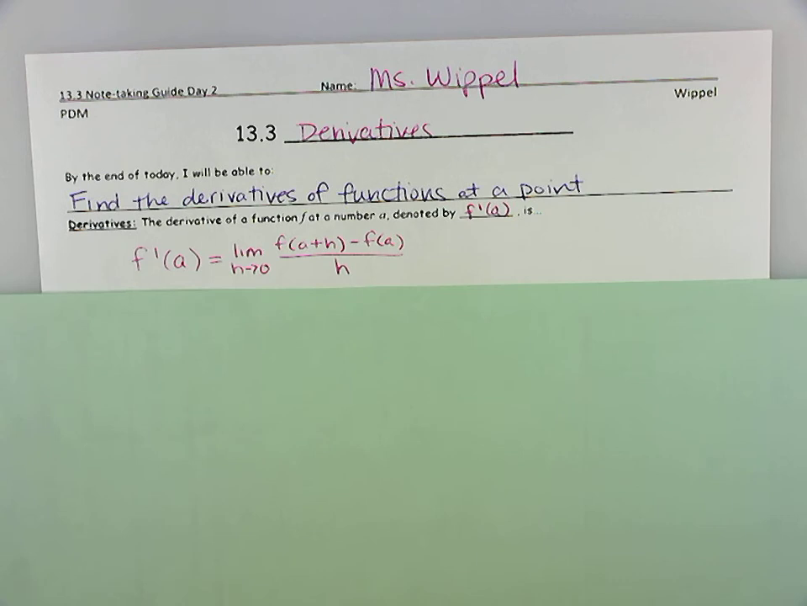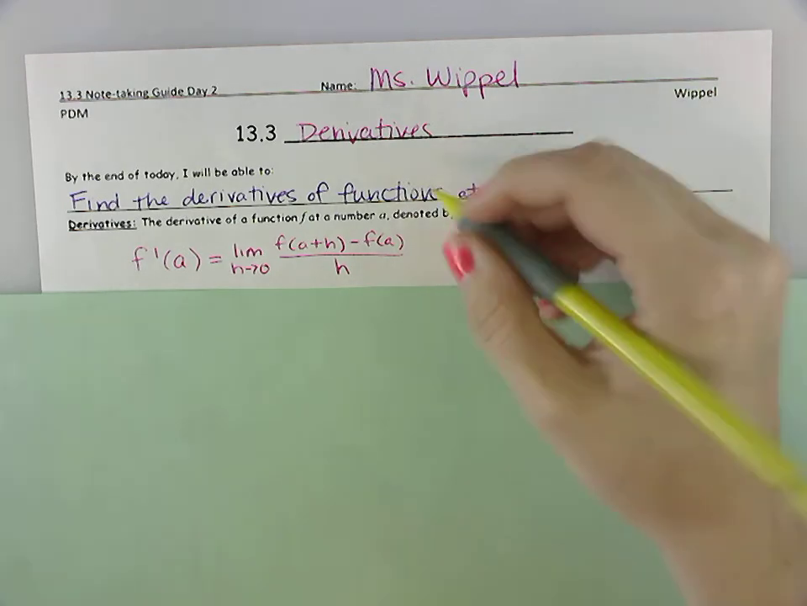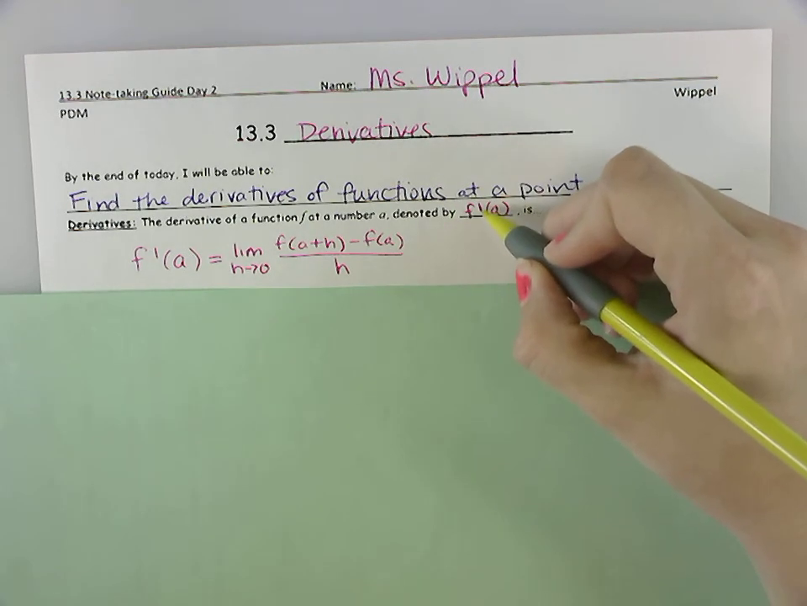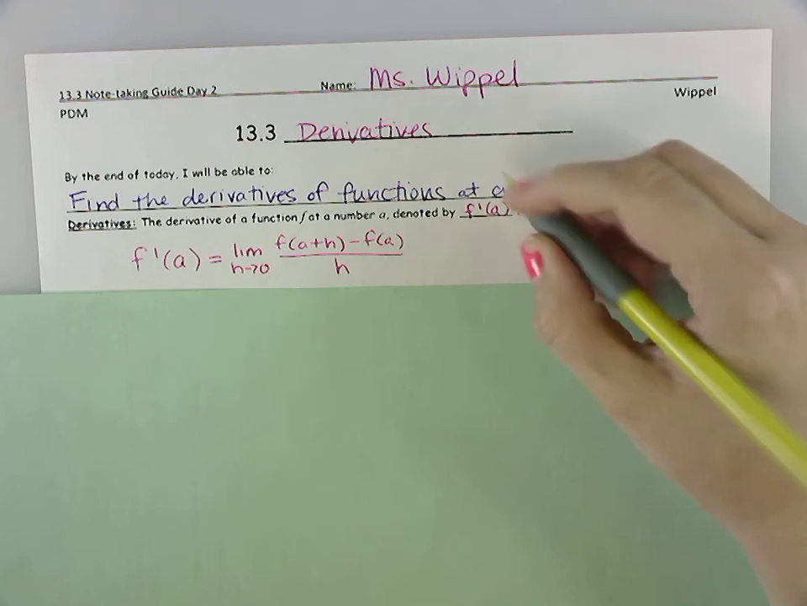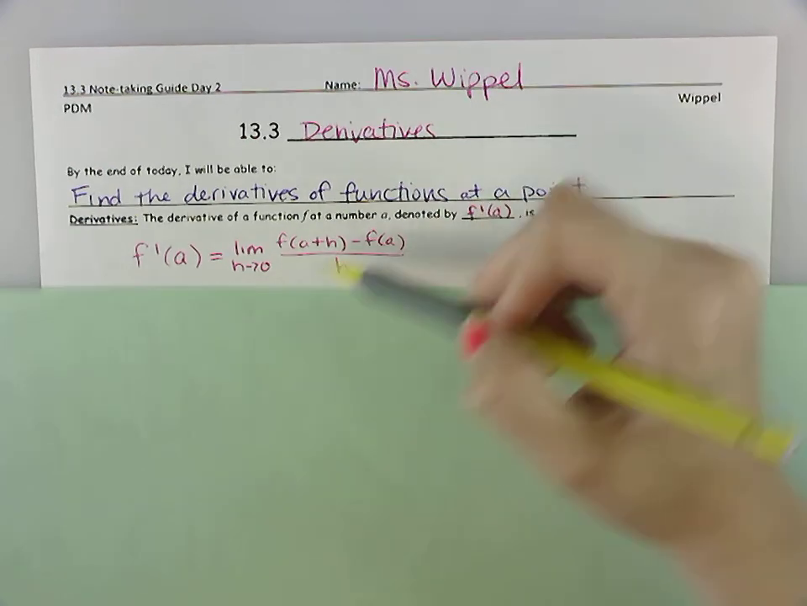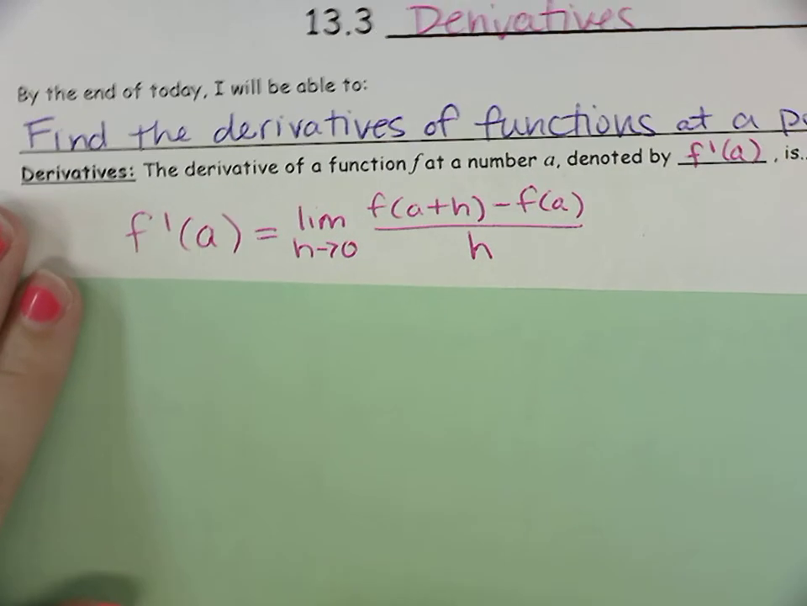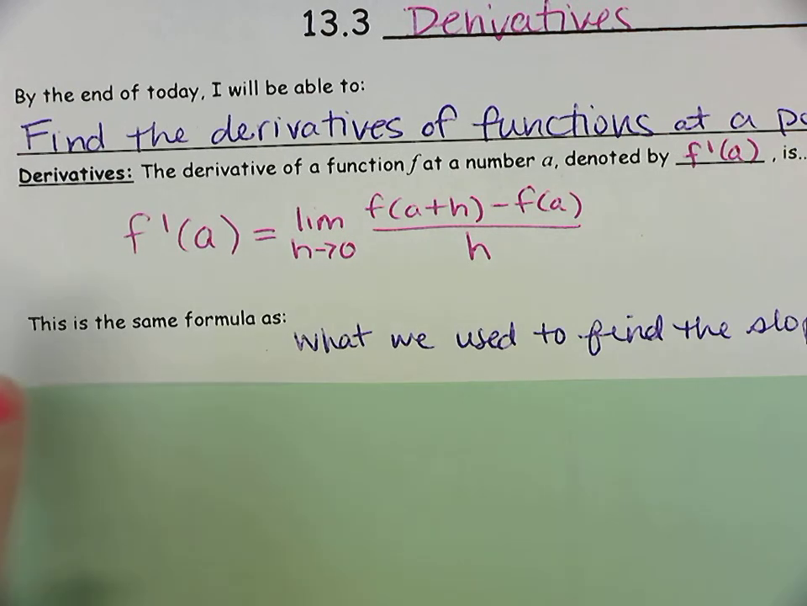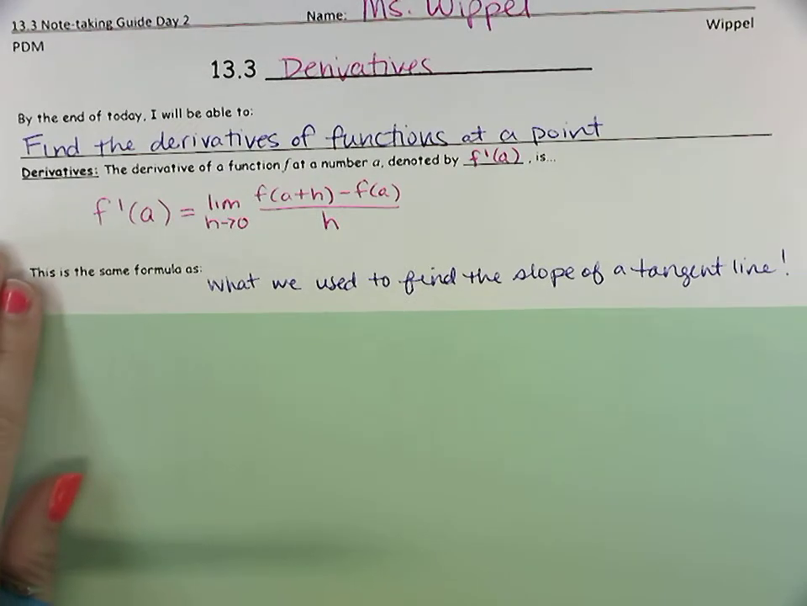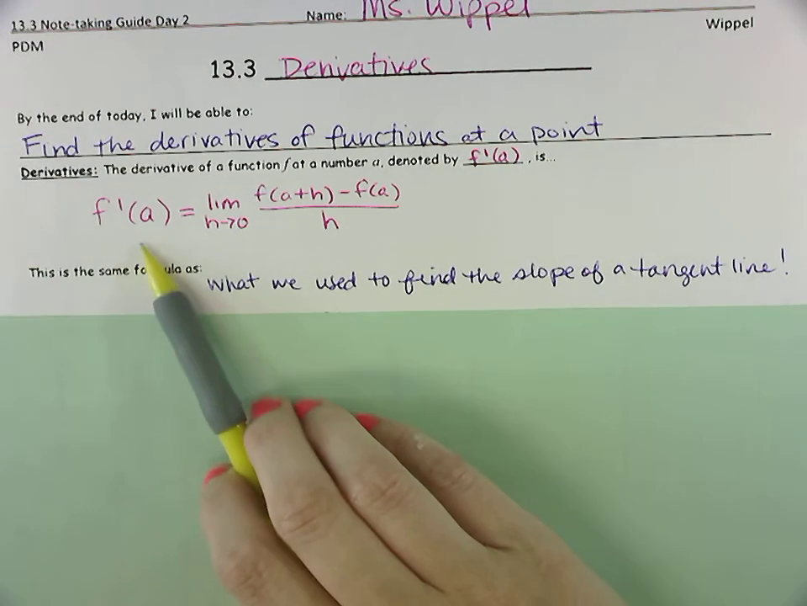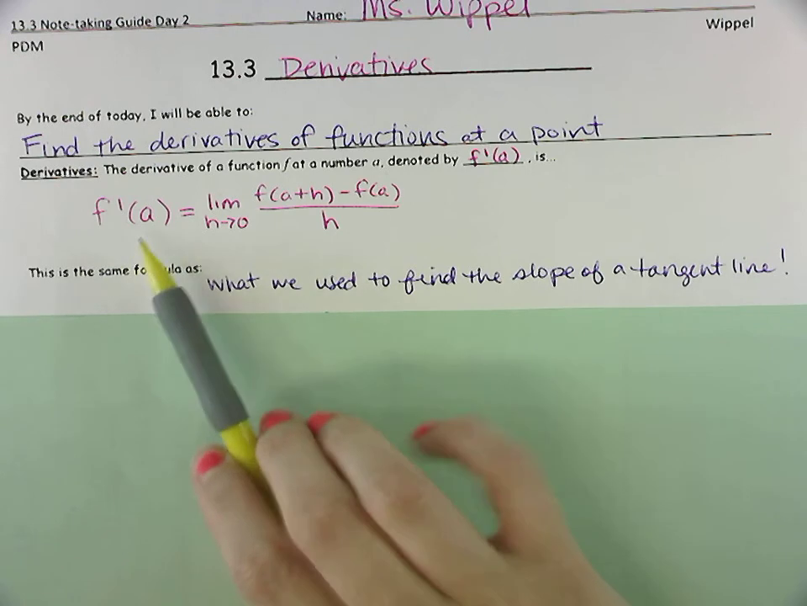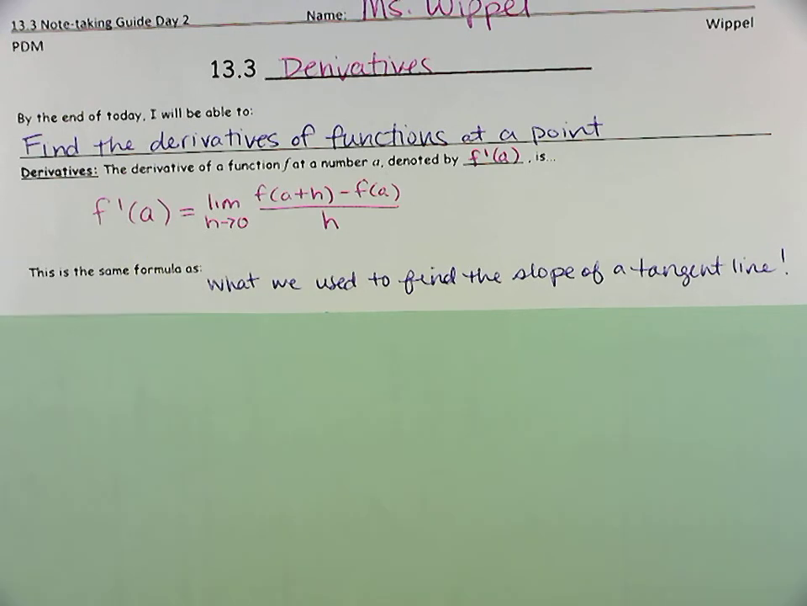Now, the definition for a derivative: the derivative of a function f at a number a, denoted by f prime of a, is given by the following equation. So this equation should look familiar to you. Does it? Yep, that is the equation that we used yesterday to find the slope of a tangent line. So the denotation for the derivative is f prime of a. We would read this as the derivative of f at a.